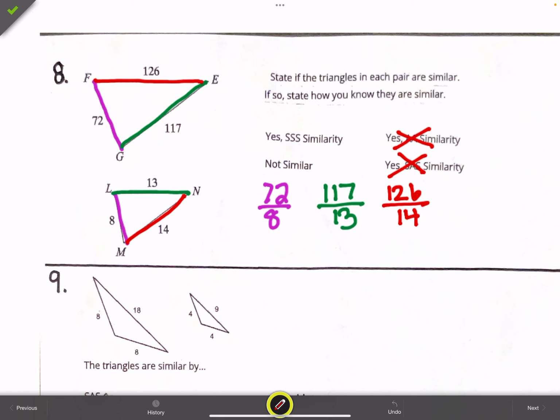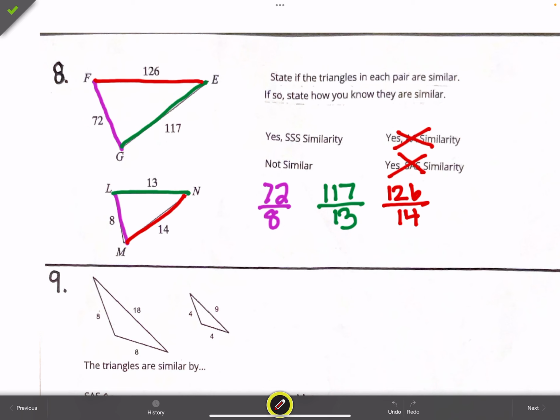You have to make sure your small was small, medium, medium, large, large. If you start mixing it up, it'll give you the wrong answer as far as whether or not they're proportional. Same thing, notice that my top numbers, 72, 117, 126, all come from the same triangle. You have to stay consistent with that. You can't have this number right here come from your big triangle and this number right here come from your little triangle. You have to set up your proportions consistently.